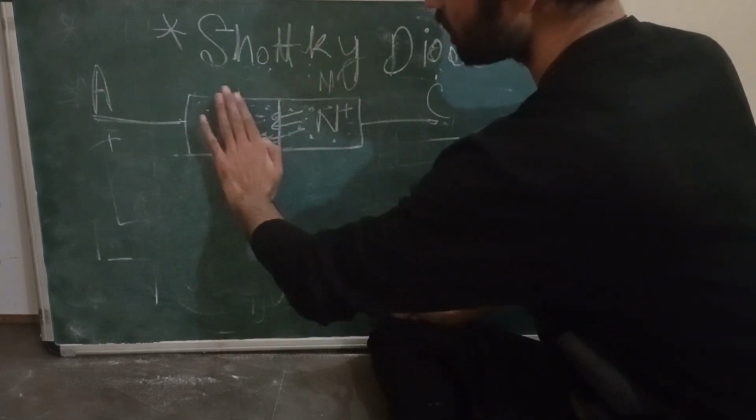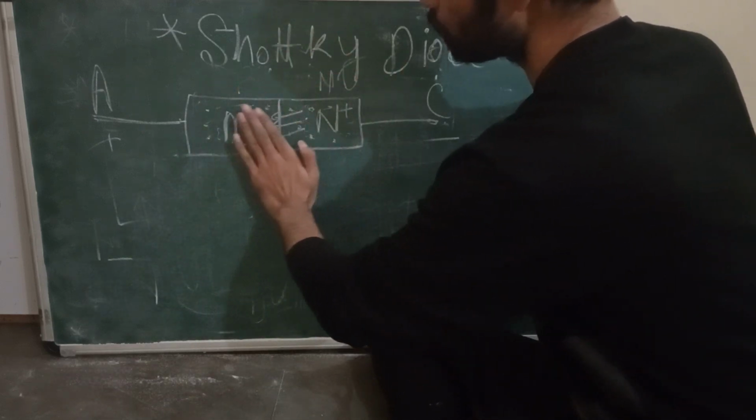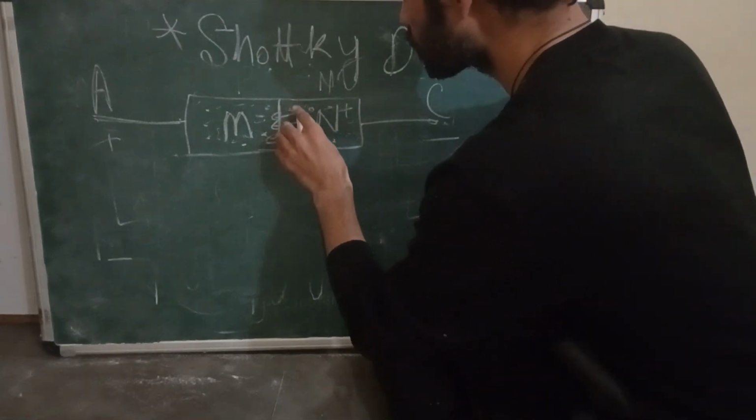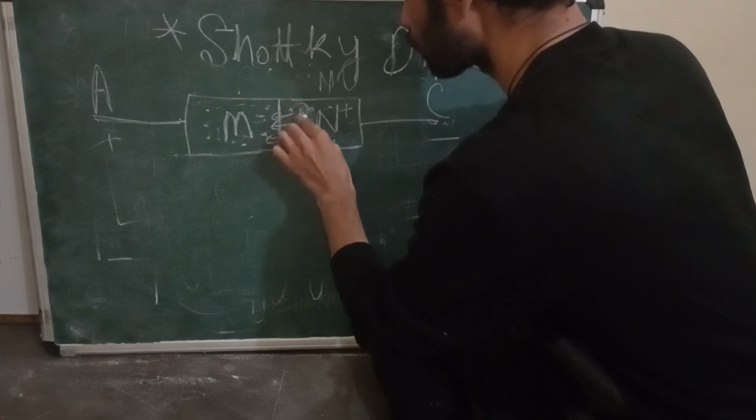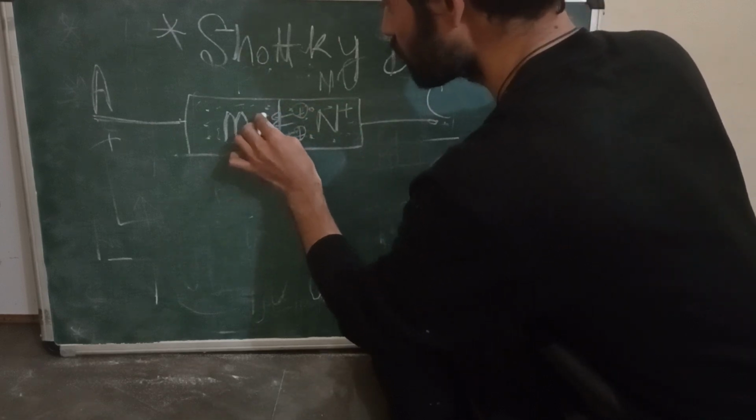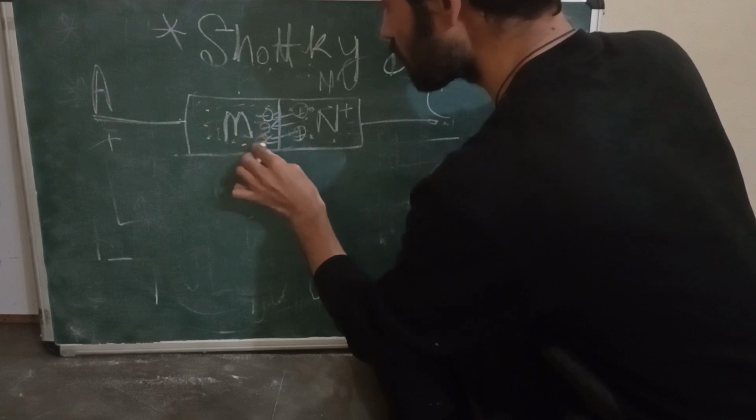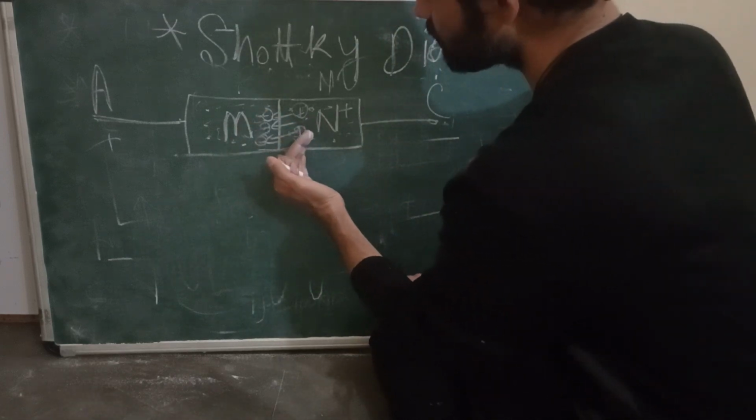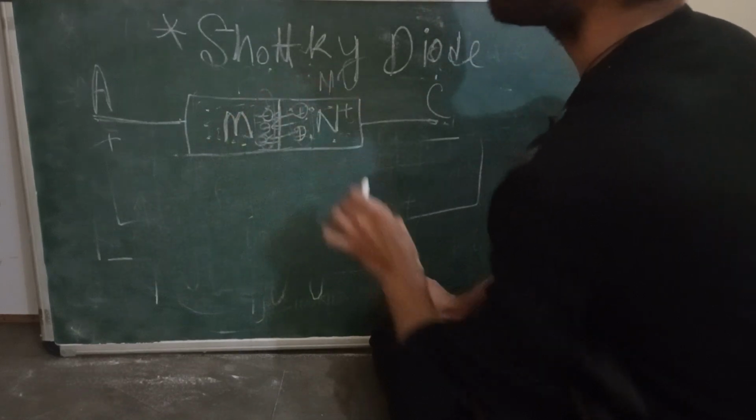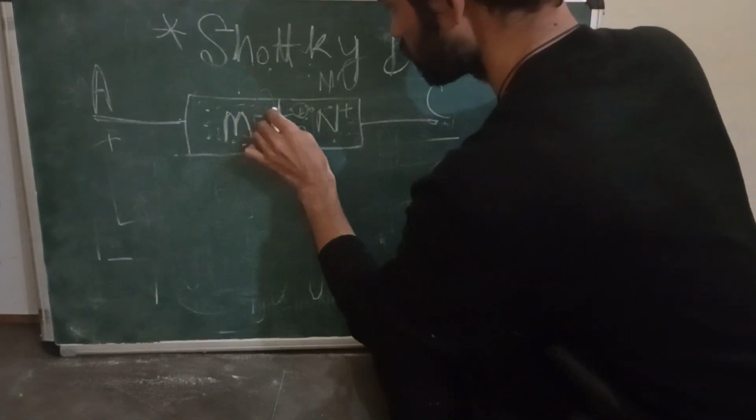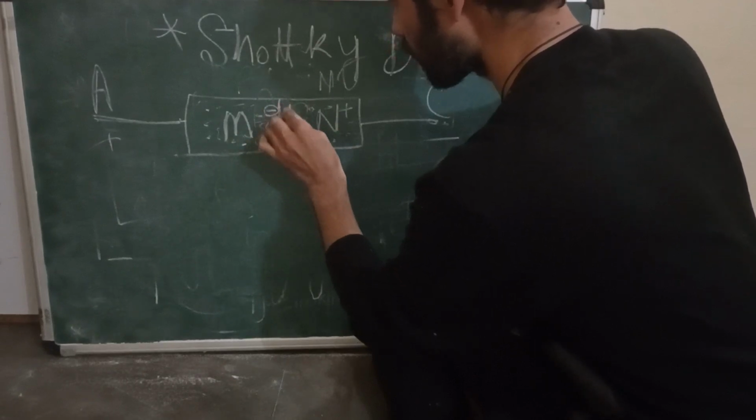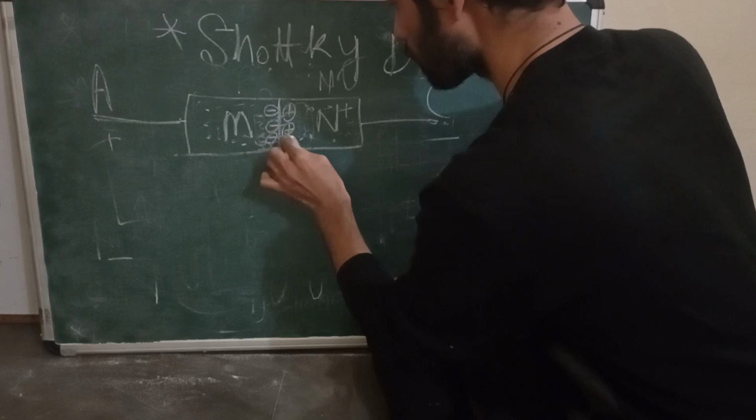Once they start injecting, they start moving from the N side to the metal side. Then what happens? As you know very well, there is a formation of ions. So these are positive ions at the N side, and where the electrons are moving, these are negative ions at the metal side. Okay, in unbiased condition. This is the case of unbiased condition.